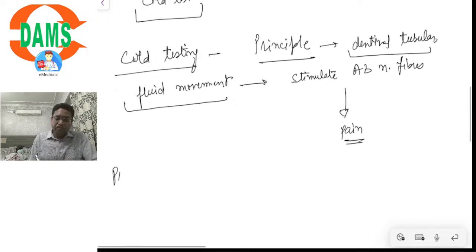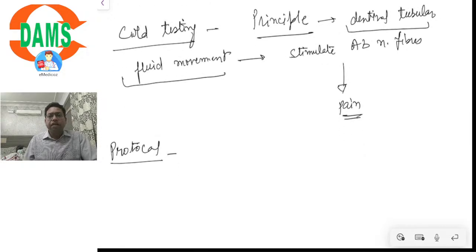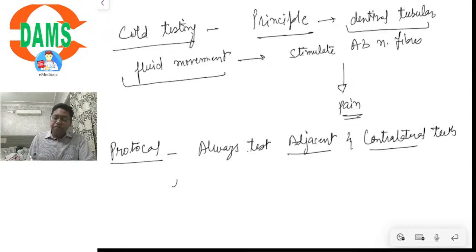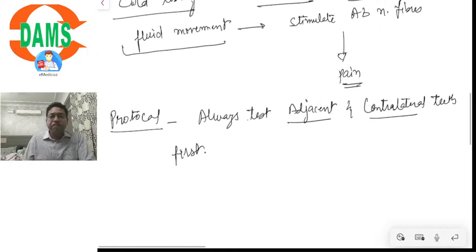Now, what is the protocol that is to be followed for pulp testing? An important point to remember with all the pulp sensibility tests is that we have to always test adjacent and contralateral teeth first. Why? Because these are all subjective tests. We have to rely upon response from the patient. So, what type of response do we get from the patient? We have to ascertain by testing the adjacent and contralateral teeth first.